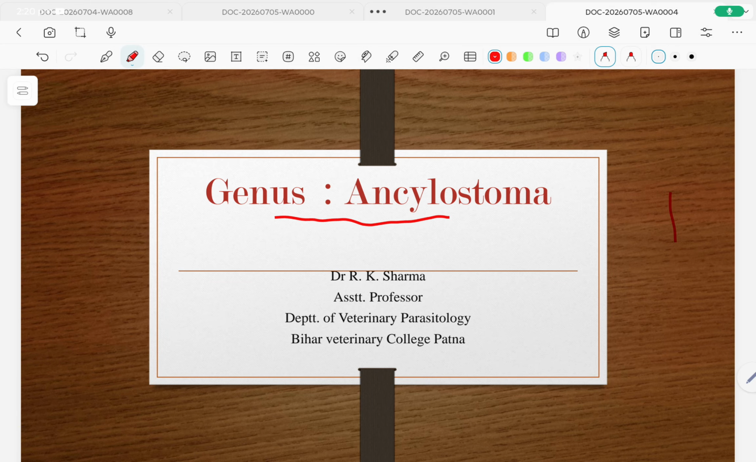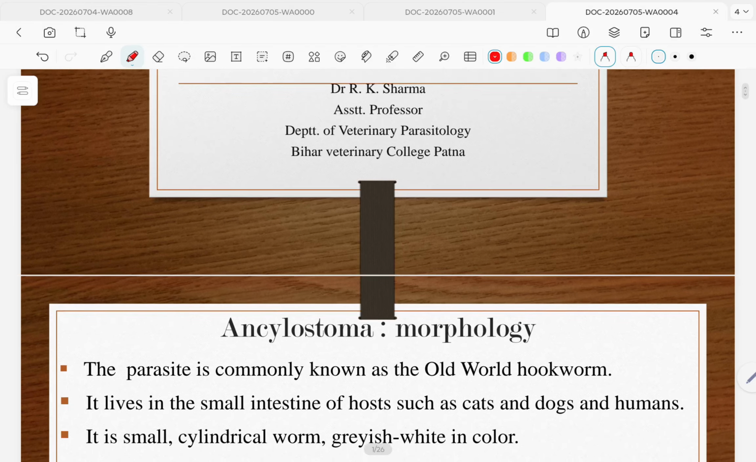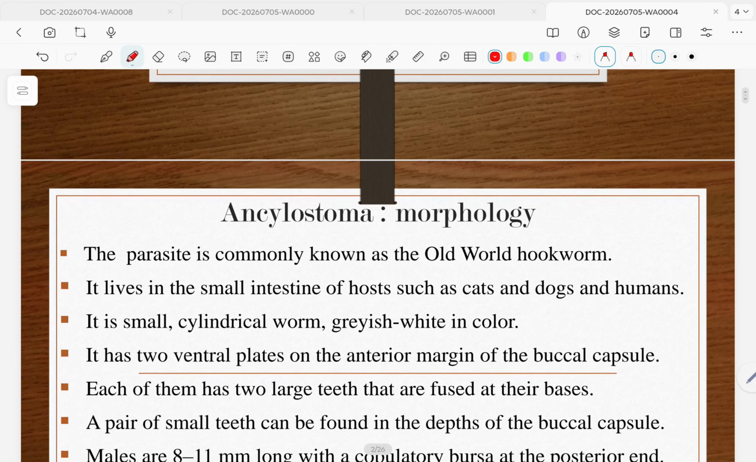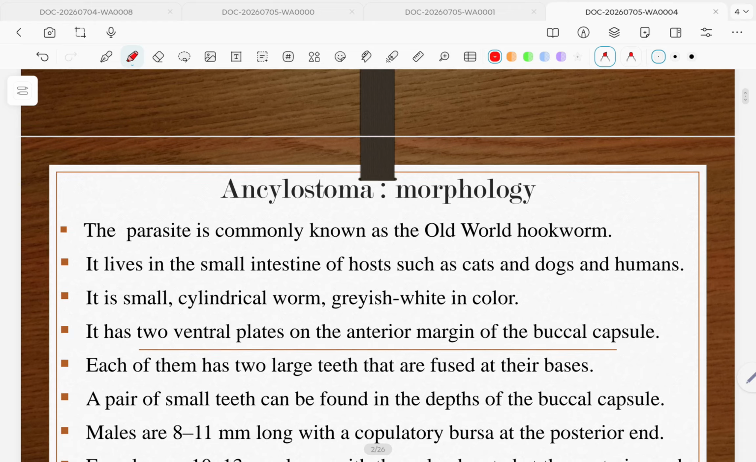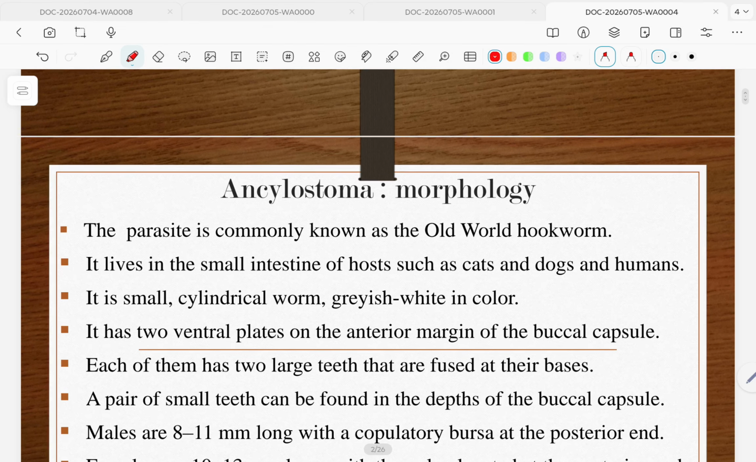Genus Ancylostoma. Ancylostoma morphology. The parasite is commonly known as the Old World hookworm. It lives in the small intestine of hosts such as cat, dog, and human.